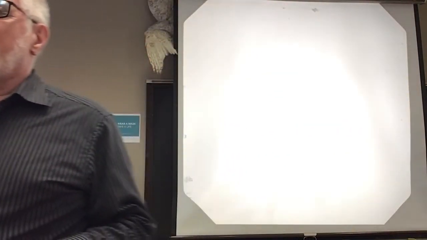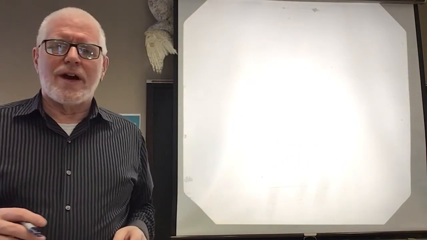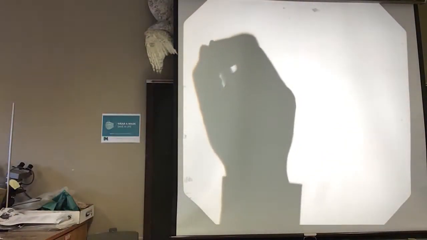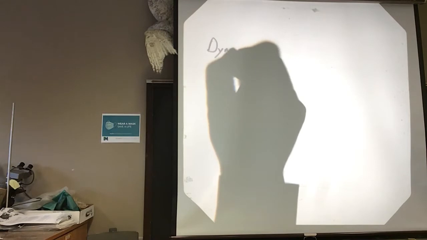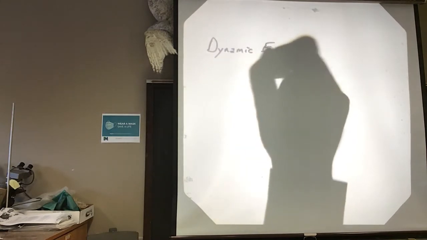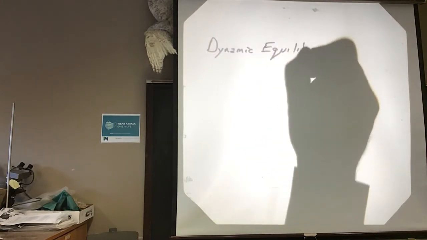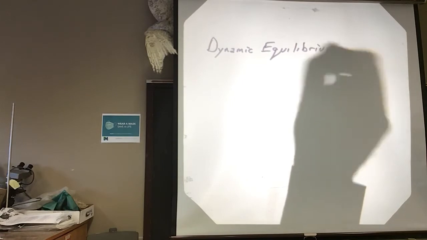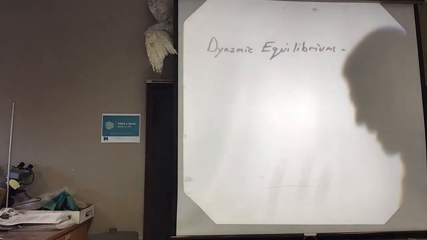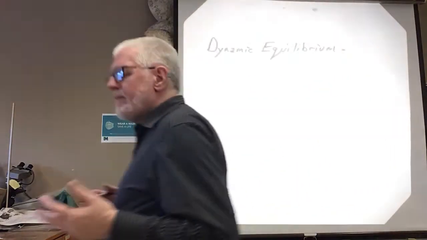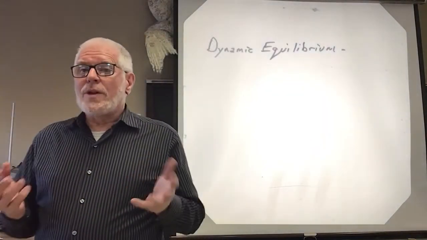So this is chapter 7 of section 1. It's on dynamics, which is energetic functions. And we're going to start out with dynamic equilibrium. Equilibrium, equal.